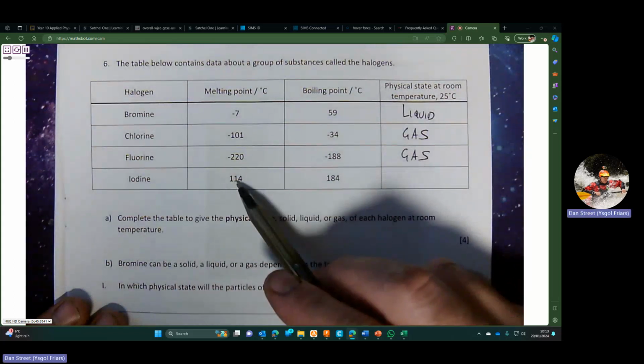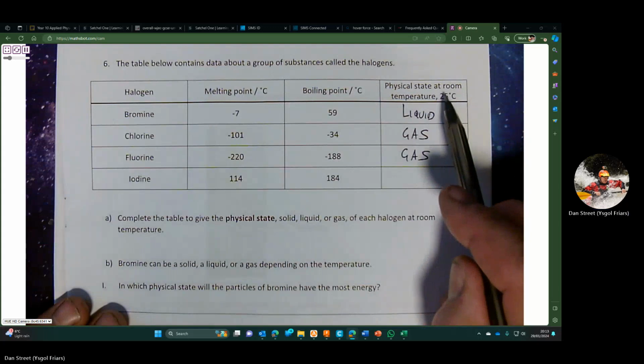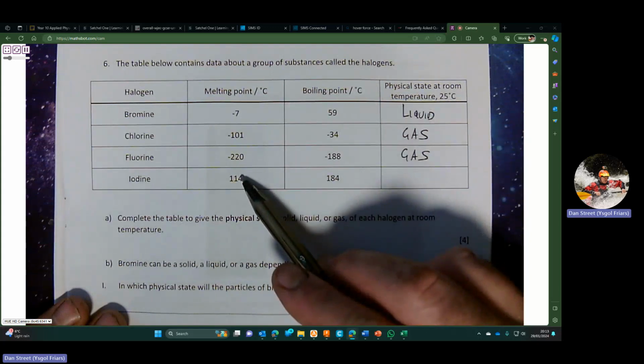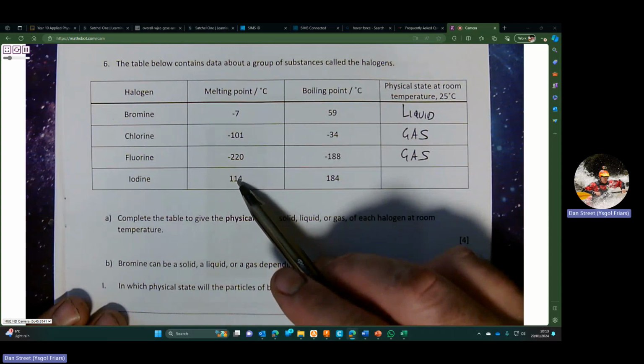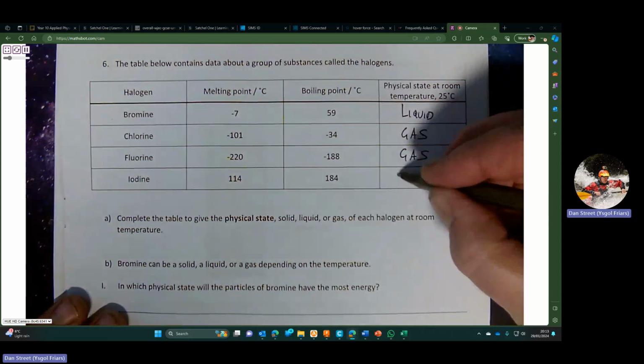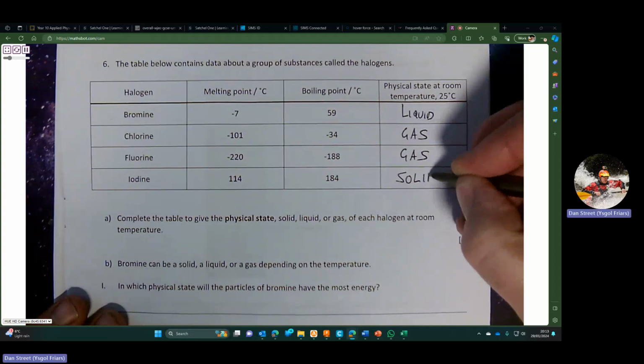Iodine, though, melts at 114. Now, 114 is higher than 25. So that means at 25, it's still a solid because it won't melt until 114. So it's a solid at 25 degrees Celsius.